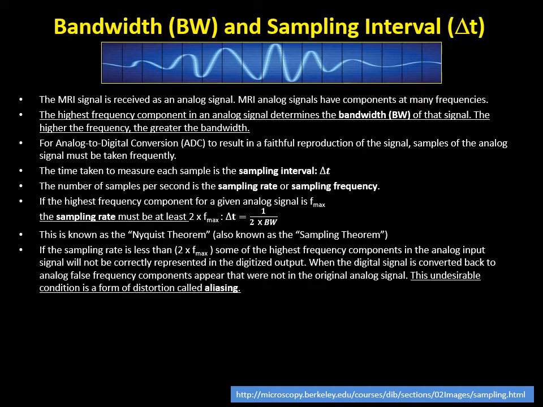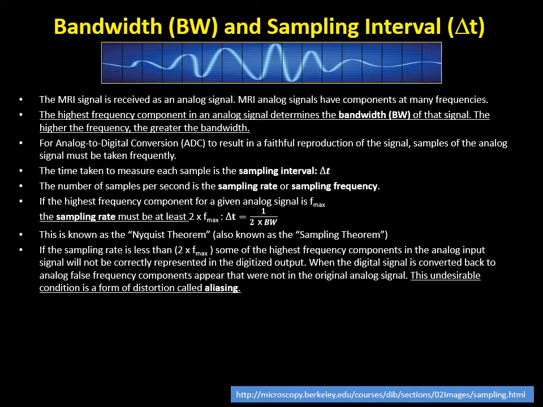The number of samples per second is the sampling rate, also called the sampling frequency. If the highest frequency component for a given analog signal is f sub max, the sampling rate must be at least twice f sub max. In other words, delta t is equal to 1 over 2 times the bandwidth. This is known as the Nyquist theorem, also known as the sampling theorem.